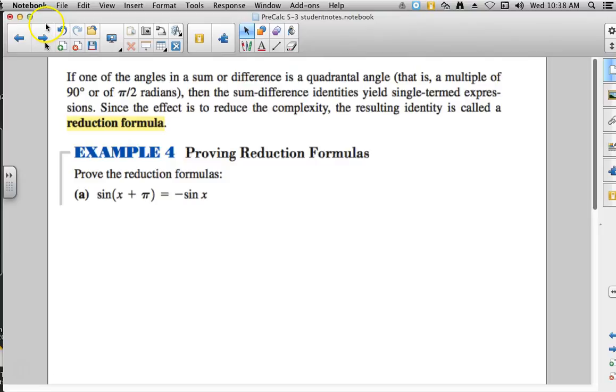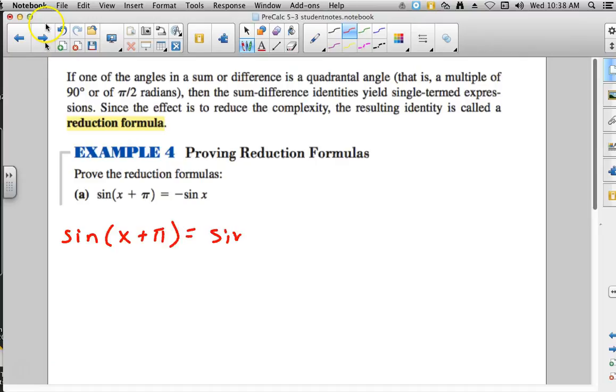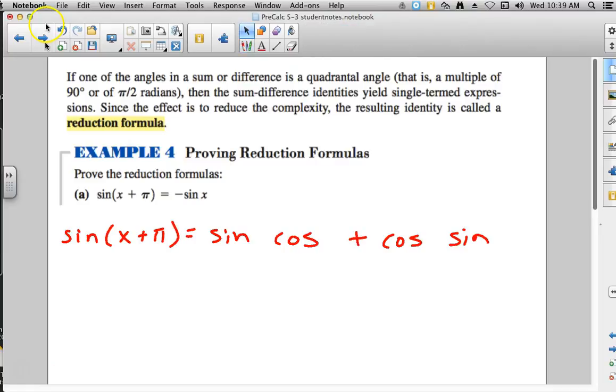So we're going to prove this, which means we're starting off on the side that looks more complicated, which is our sine of x plus pi. And we need the sine formula. So help me out here. How does the pattern go for sine? Sine, cosine, cosine, sine. And should we use plus or minus? Plus. Sine, you get to keep that. And we need a little x and pi and x and pi.